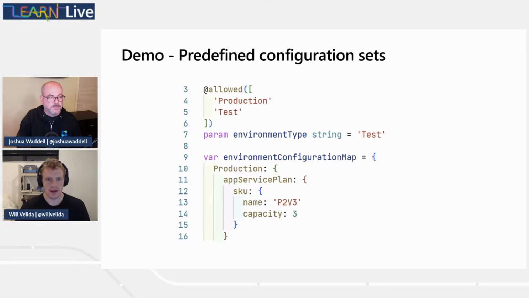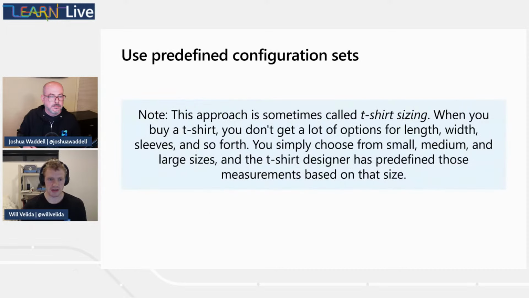Yeah. Awesome. And this approach is sometimes called t-shirt sizing. When I go to the store and buy a t-shirt, I don't get the options of, hey, I want it to be this long, this wide, with the sleeves and all the extra options I'd like to have. I simply have to choose from small, medium, or large. And the t-shirt designer will have those predefined measurements based on that size. This is what you can liken predefined configuration sets to.